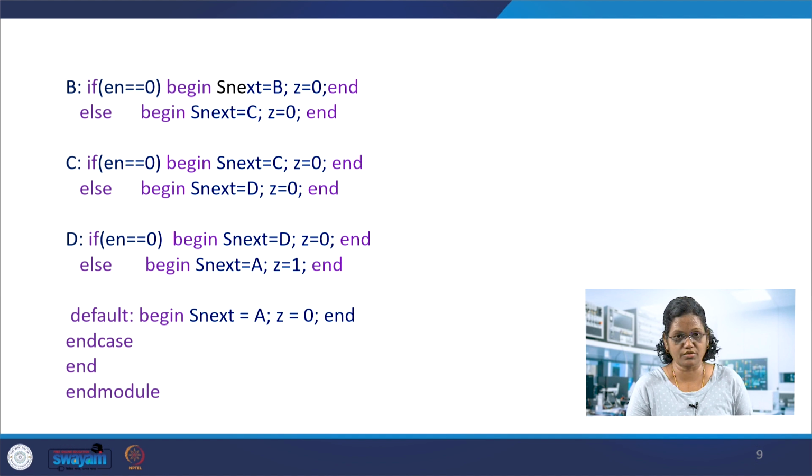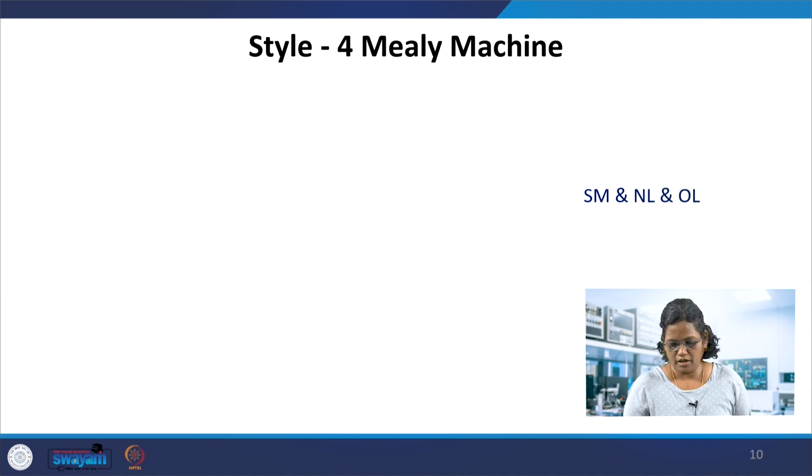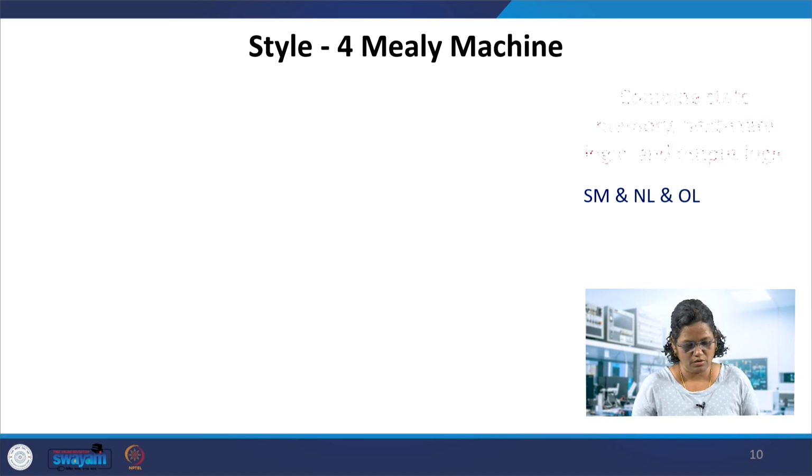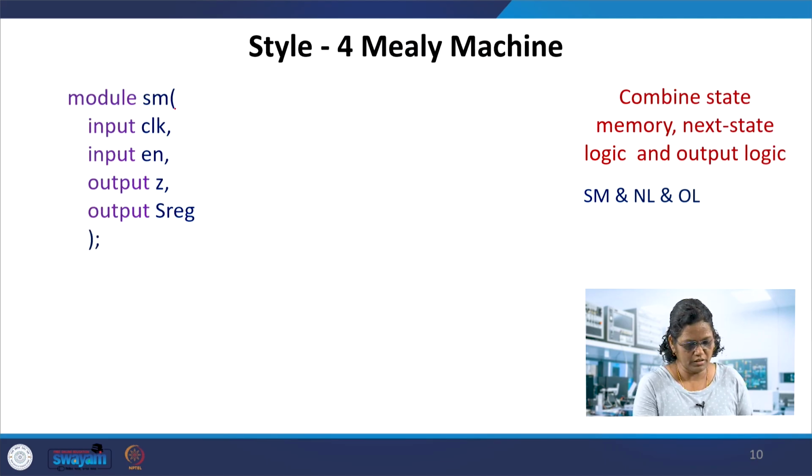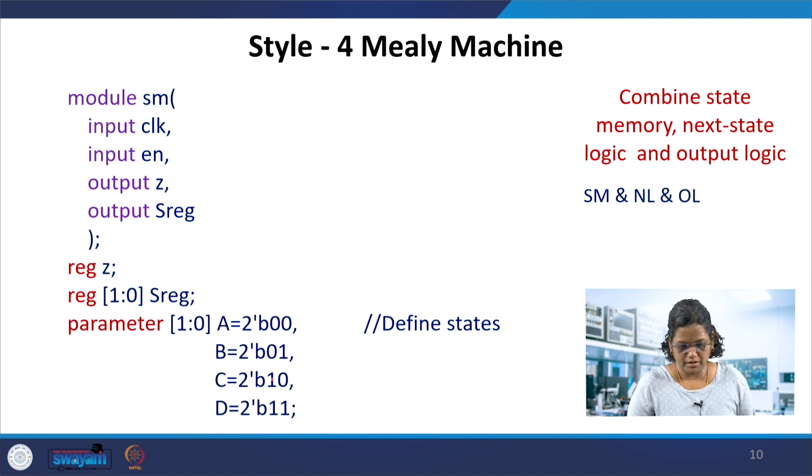So, this is the example of style 3, and style 4 combines all of them, that is the state memory, next state logic and output logic here, which includes the passage of the clock as well as the combinational circuits. So, taking the module, clock, enable, Z and SREG. We have declared the SREG; that is the fourth style, in which we have the same, current state is 2 bits, and declare the states, what are the states, as we did in the other styles as well.